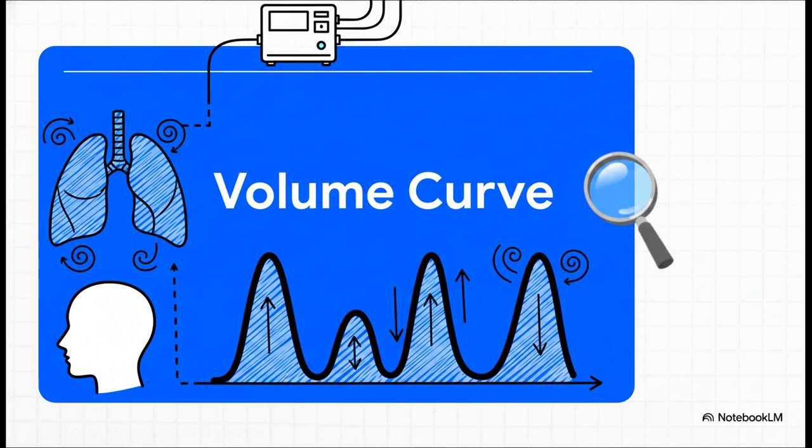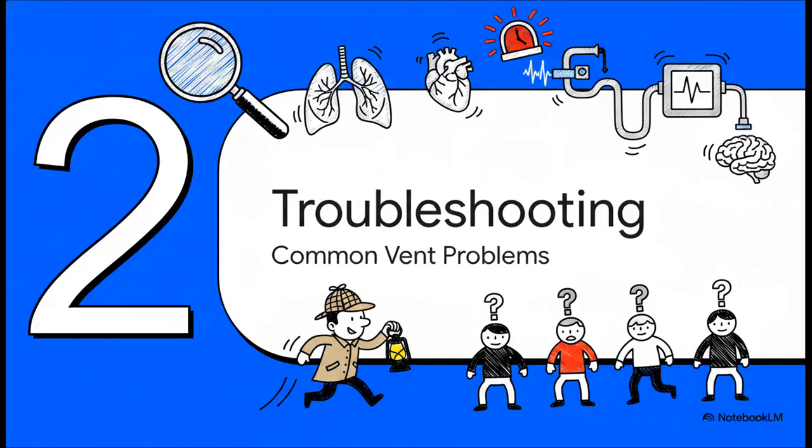And finally, we have the volume curve. This one is actually super straightforward. It literally just displays volume over time. What you're looking at here are visual peaks that correspond perfectly to the actual inspirations of your patient. Air goes in, the curve goes up. Air goes out, the curve goes down. Simple as that. Moving on to Part 2, troubleshooting common vent problems.